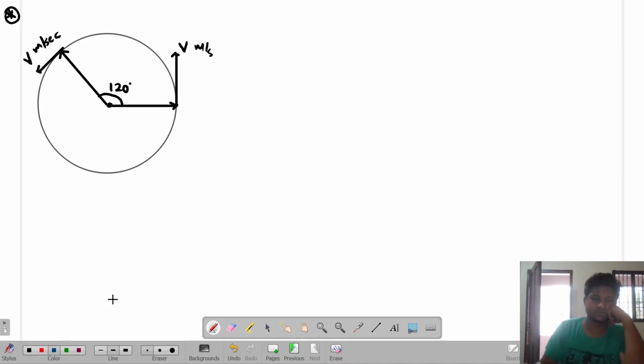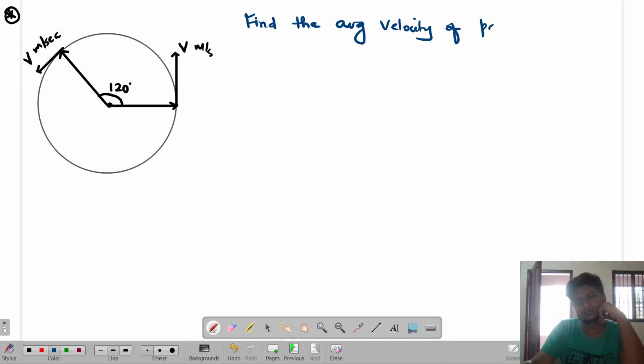Question is, find the average velocity of the particle if radius is equal to 2 meters. This radius of the circular path is 2 meters. Do it fast.